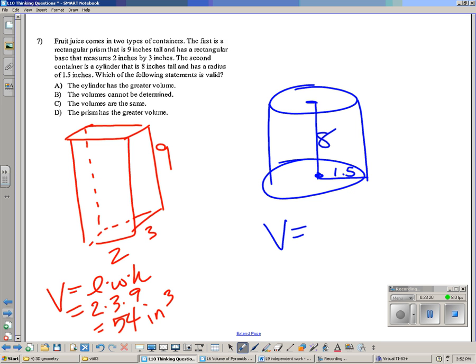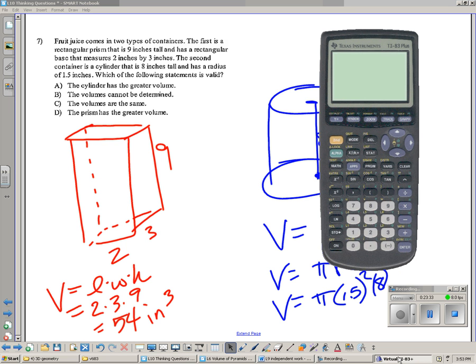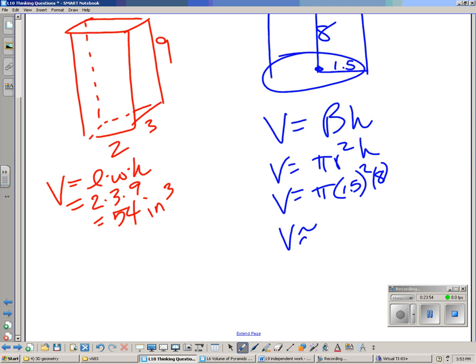Then the volume of the cylinder is big B times h, where big B is pi r squared. So we need pi times the radius, 1.5 squared, times the height, which is 8. And I want to use my calculator. I want to put the pi in because I want to get a decimal equivalent so I can compare it to the volume of the prism. So I want to do pi times 1.5 squared, times 8, which equals 56.54, and so on. Okay, so the volume is approximately 56.54 inches cubed.